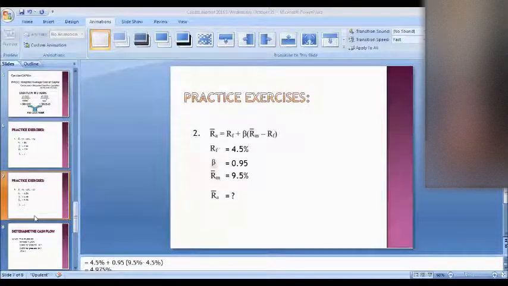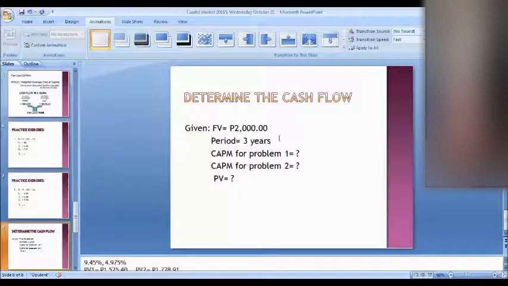First thing first, convert your answer in number 1, which is 9.45, into decimal. That will give you 0.0945. Plus 1 equals 1.0945. Then multiply it by the number of periods, 3 years, so multiply it by itself 3 times.